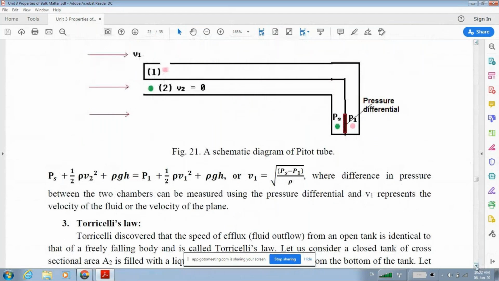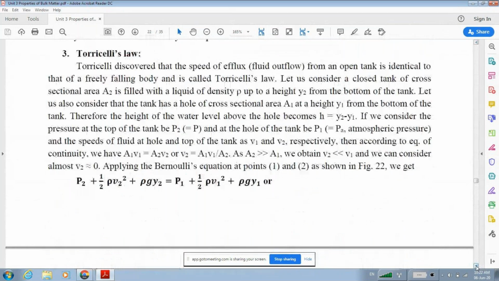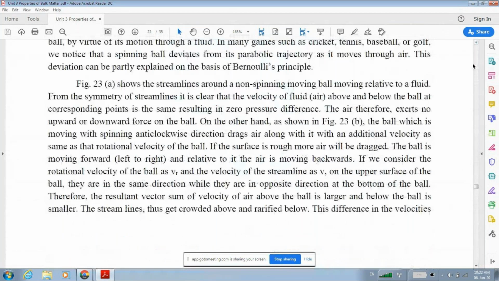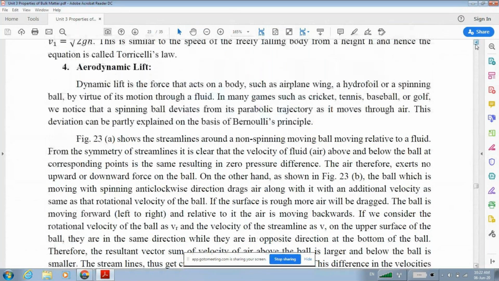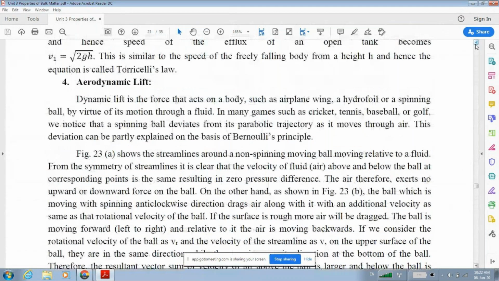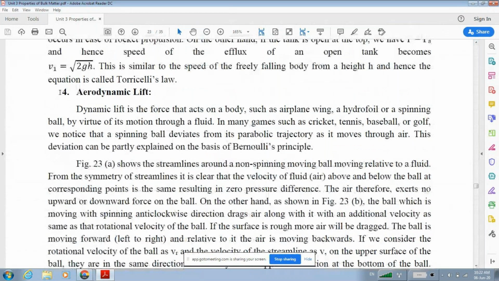And now we will go for the aerodynamic lift. It is very important from your examination point of view because it has various applications in the field of aerodynamics. Aerodynamical engineering plays an important role here. If you see in the case of aeroplanes, what is meant by dynamic lift? Dynamic lift is the force that acts on a body such as an aeroplane wing, hydrofoil, or a spinning ball by virtue of its motion through a fluid.